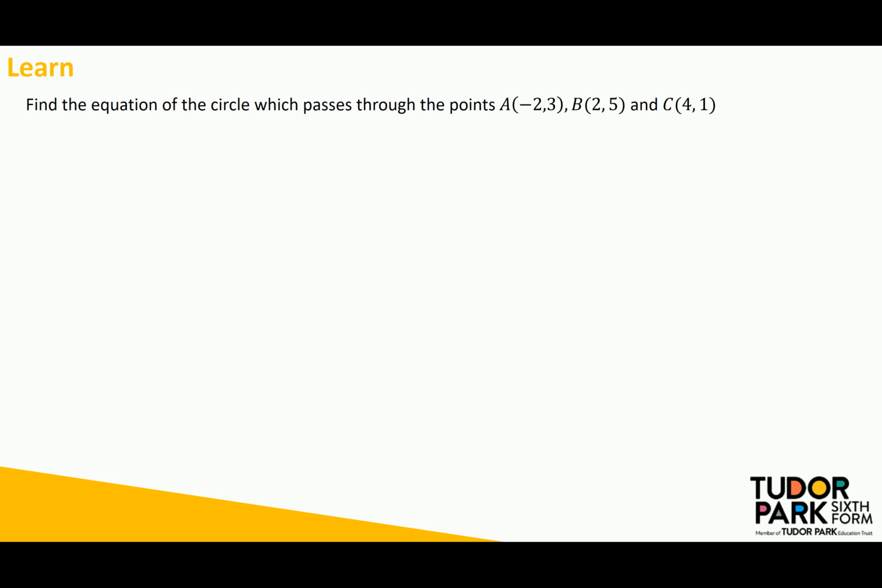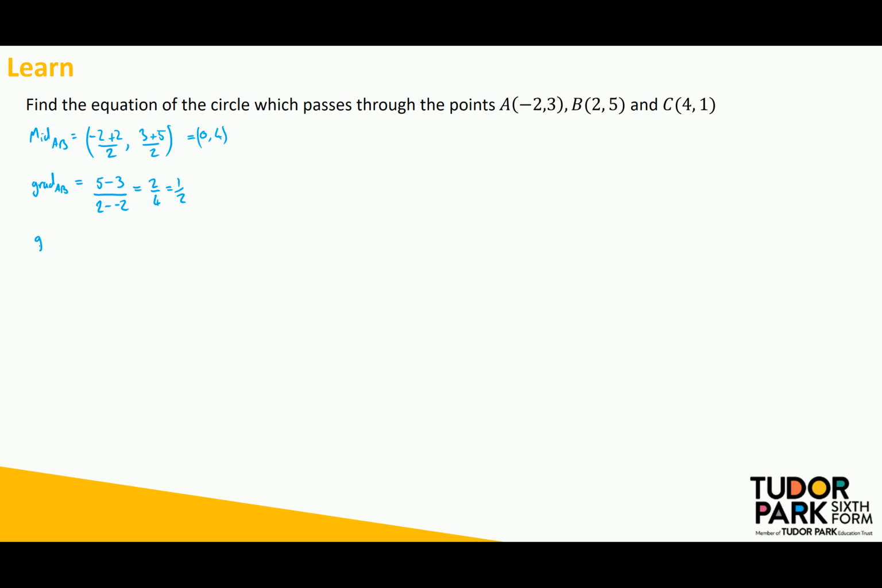So let's begin with AB. We're going to need to first of all find the midpoint of AB, which is going to be minus 2 plus 2 over 2, 3 plus 5 over 2, which gives us the point 0, 4. I also need to know the gradient between A and B so that I can then work out the perpendicular gradient between A and B. Now the gradient between A and B is going to be 5 minus 3 over 2 minus negative 2, which gives me 2 over 4, which is a half.